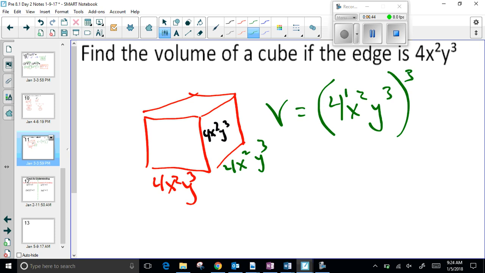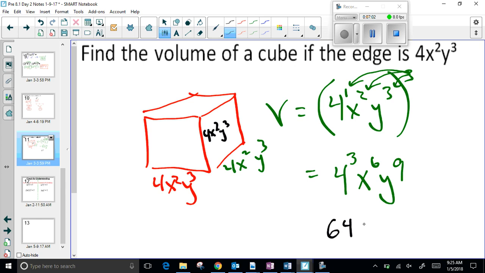So now 4 to the first power is multiplied times 3. Each one of those powers get multiplied times 3. So my volume is going to be 4 to the third, x to the sixth, and y to the ninth. Now 4 times 4 times 4 is 64. So since it's a number less than 100, I would usually evaluate that and write my final answer like this.